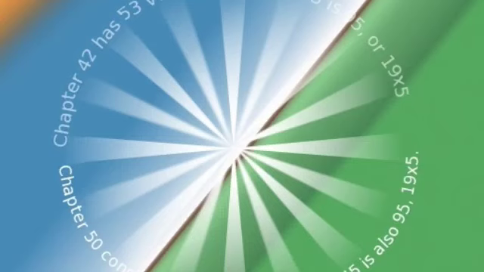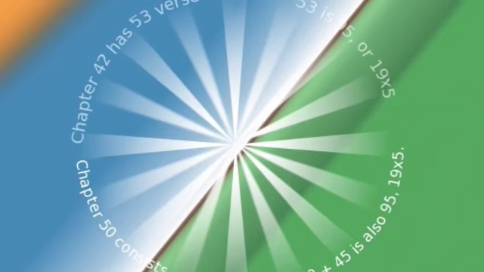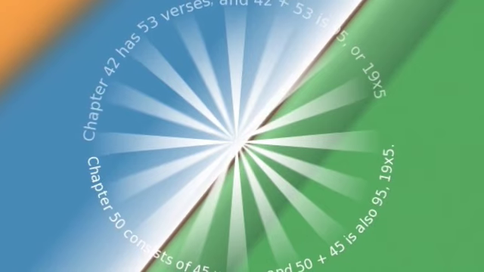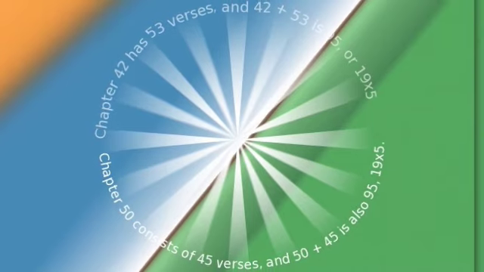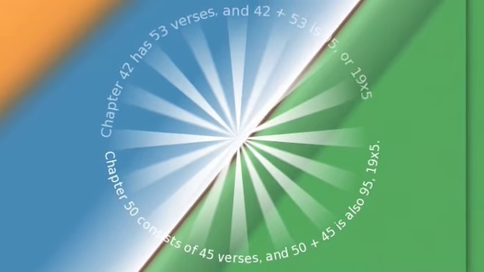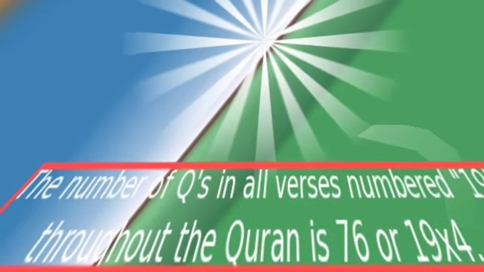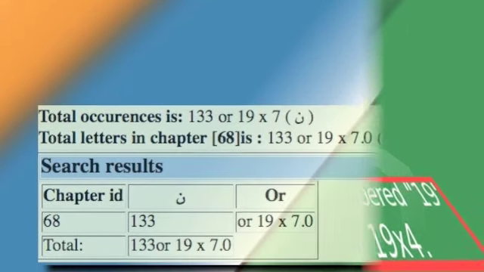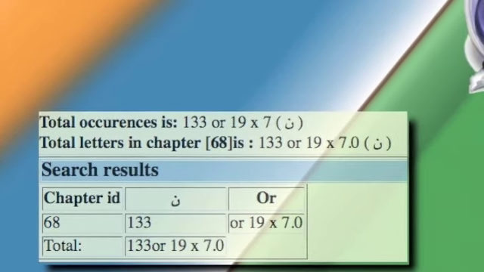It's relevant here to cite the following facts. 1. The word Quran is mentioned in the Quran 57 times, or 19 times 3. 2. Chapter 42 consists of 53 verses, and 42 plus 53 is 95, or 19 times 5. 3. Chapter 50 consists of 45 verses, and 50 plus 45 is also 95, or 19 times 5. 4. The number of Q's in all verses numbered 19 throughout the Quran is 76, or 19 times 4.